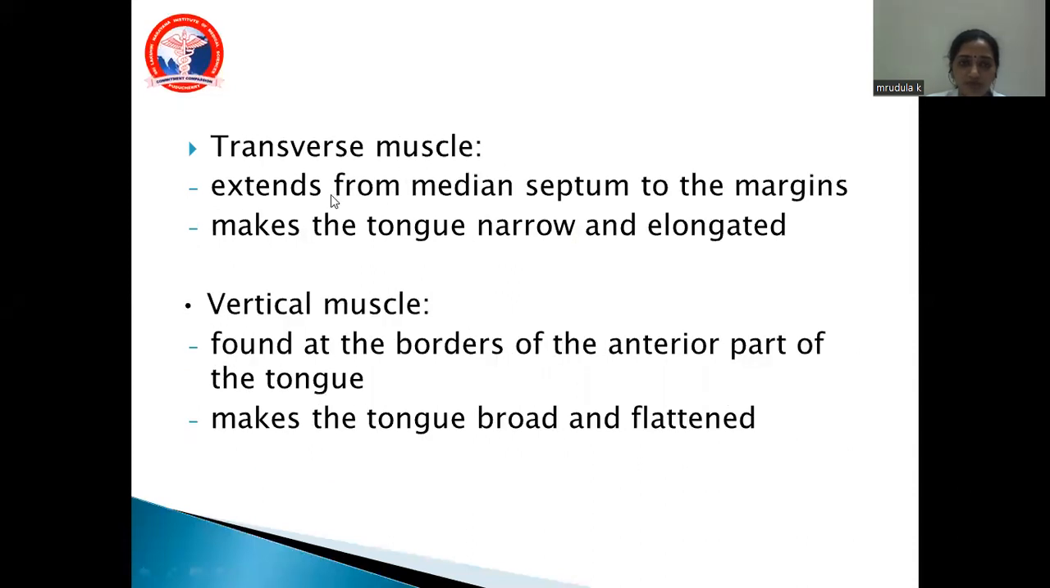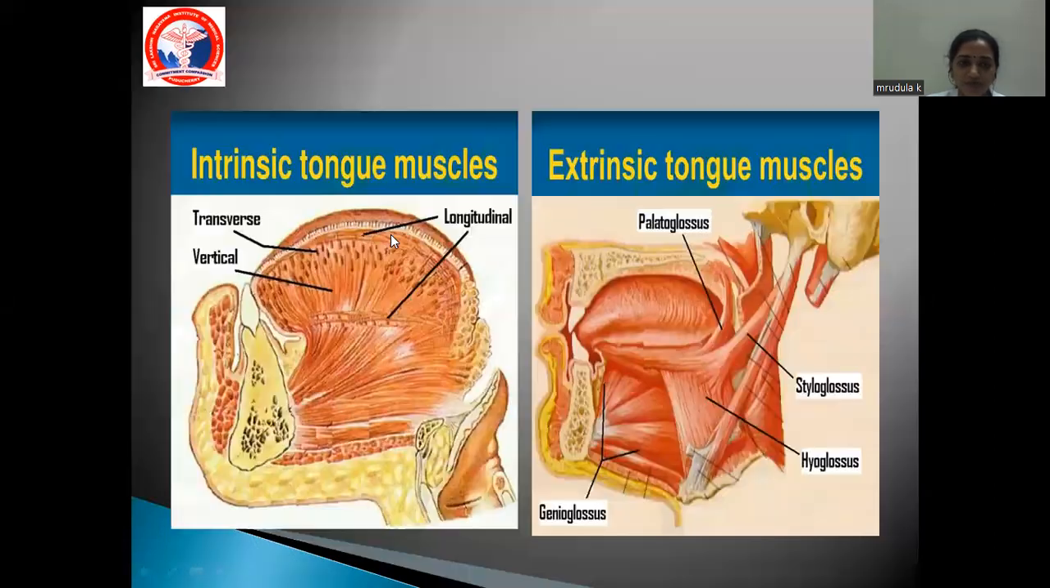And there are the transverse muscles which extend from the median septum to the margins and make the tongue narrow and elongated. So these are the transverse group of muscles.